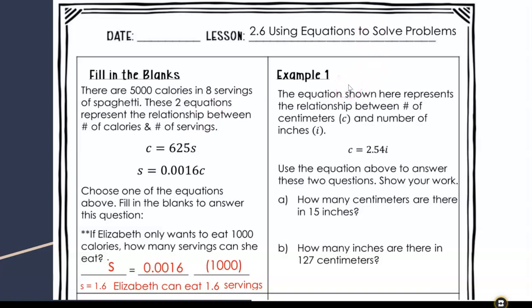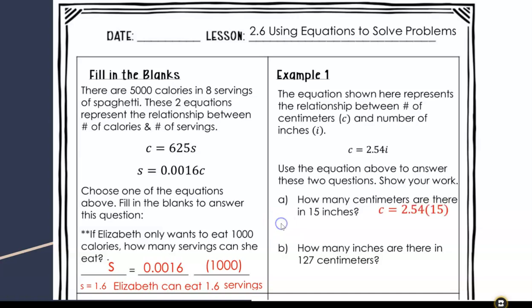The equation shown here represents the relationship between the number of centimeters and the number of inches. Centimeters is going to be the variable C, inches is going to be the variable I. So we have centimeters equals 2.54 times inches. We're going to use the equation above to answer these two questions. We're going to show our work. How many centimeters are there in 15 inches?